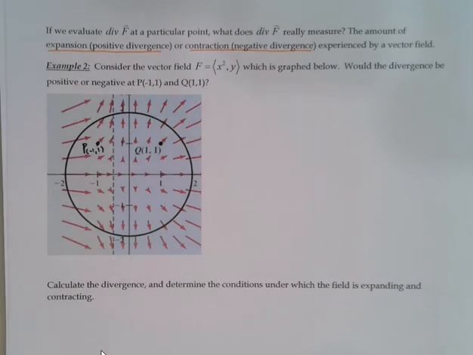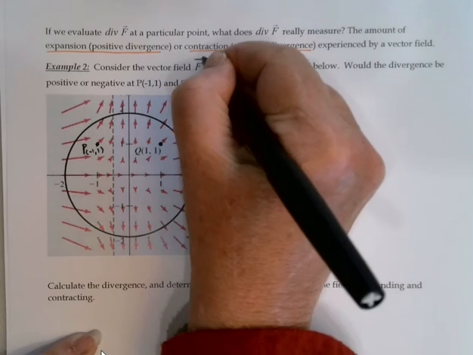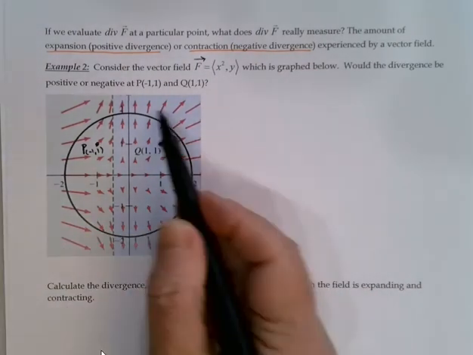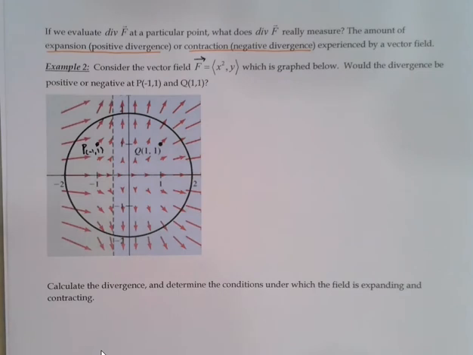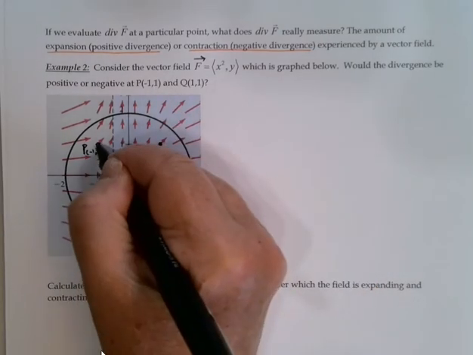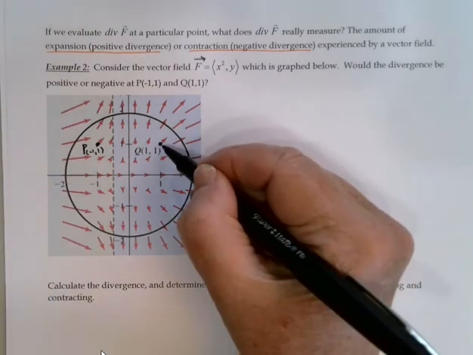To see this visually, I'm going to consider this vector field f, which is x squared y, and I've got the picture drawn here for you. Would the divergence be positive or negative at the two points P, -1, 1? You'll have to put that one in yourself. That wasn't in the original diagram. And then Q, 1, 1.